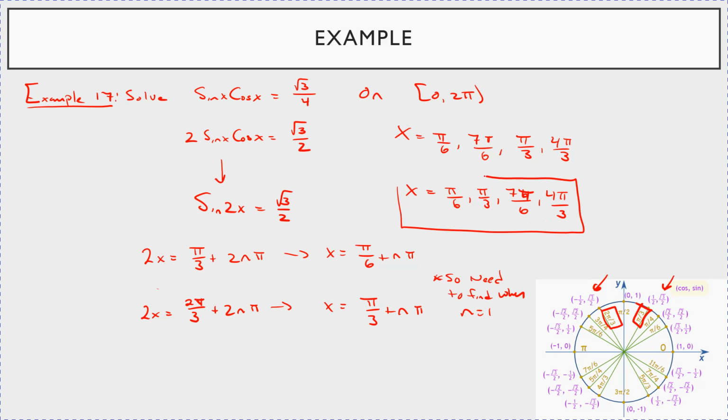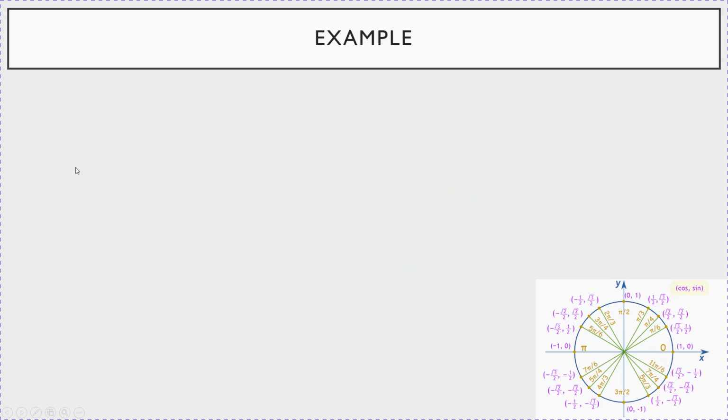So a little bit harder, right? Like you needed to recognize to multiply it by 2, and then, hey, I need to find the general solution, and then figure out how many times I can add this pi here to get to be between 0 and 2 pi. All right, let's do one last one, okay? So now we're at example 18.